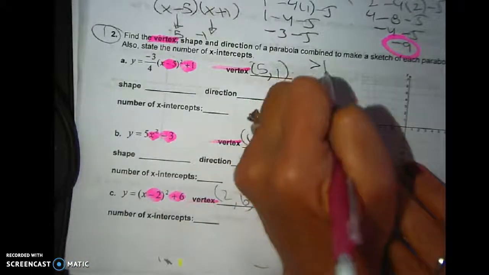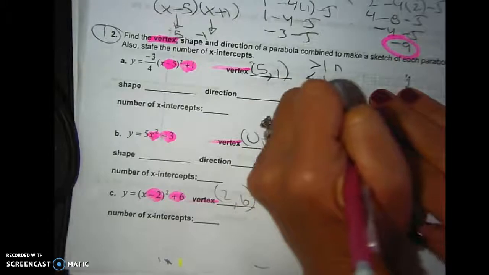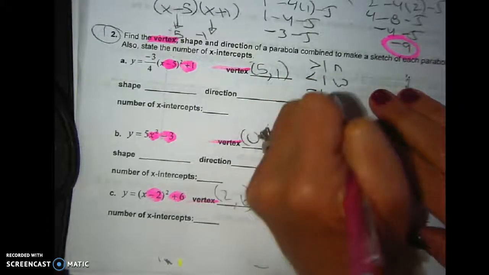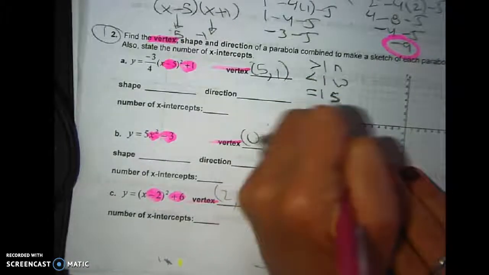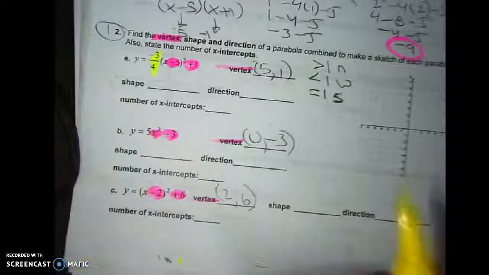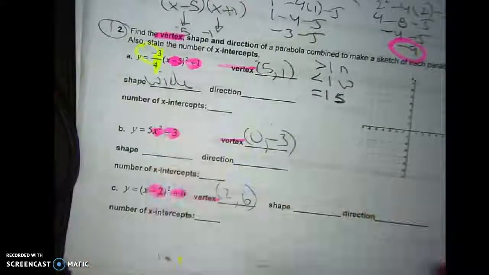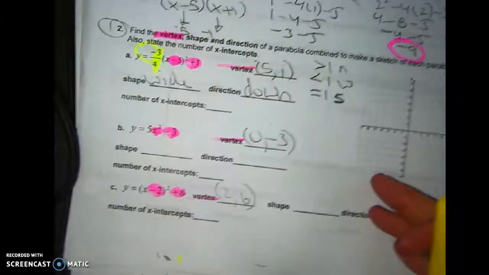All right, direction and shape. If it's greater than 1, it's narrow. If it's less than 1, it's wide. And if it's equal to 1, it stays. Okay, not a 5, it stays. So when I look at this, I see that this is less than 1, so it's wide. And then as soon as I see the negative, it's down.